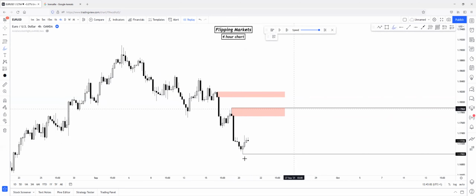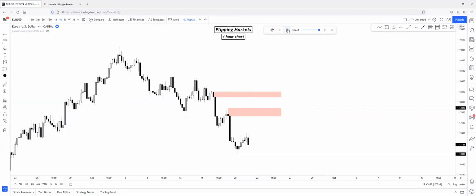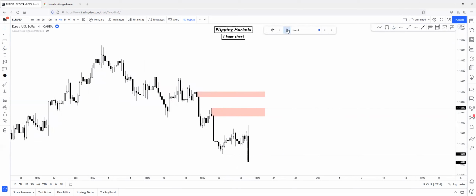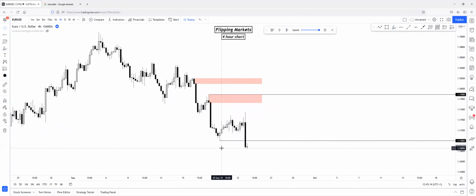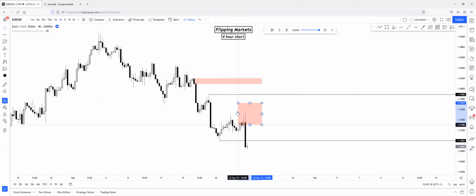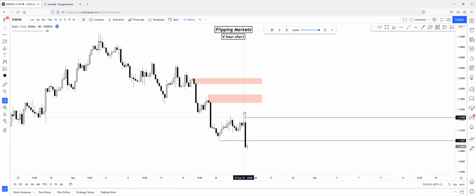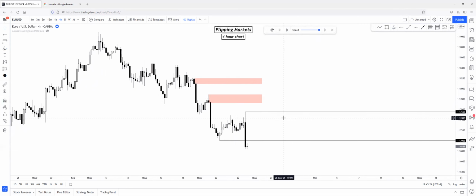As soon as this low breaks, it will create a break of structure to the downside and will form a new supply zone. Okay, as you can see, price created another break of structure to the downside. So we have a new high here and we are waiting for a new low. And this means we have a new supply zone also.